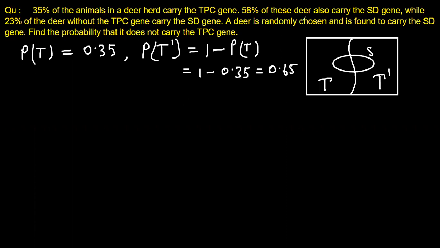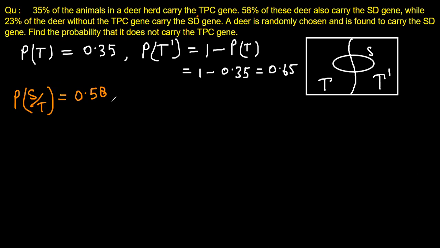Next, they say 58% of these deer also carry SD gene. Which deer are they talking about? The ones that carry TPC gene. So how do we write it? We write P of S given that they carry T. That's how: probability of the deer carrying SD genes given T, where the given condition we always write in the denominator, and that is given to be 58%. So let us write it 0.58.